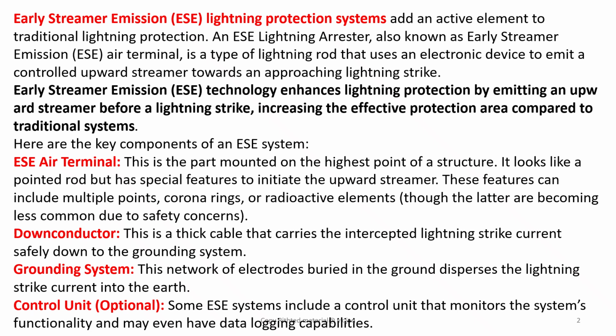Down conductor. This is the thick cable that carries the intercepted lightning strike current safely down to the grounding system. Grounding system means earthing system. This network of electrodes buried in the ground disperses the lightning strike energy into the earth. There may optionally be a control unit that monitors the system's functionality and may even have data logging capabilities. It may count the number of strikes during a period.